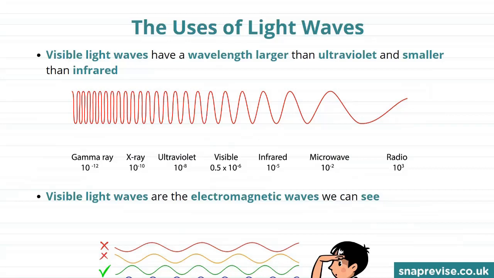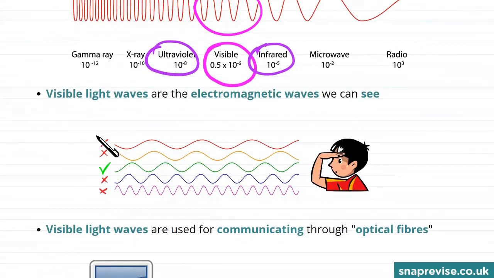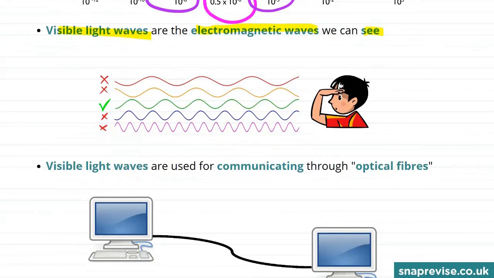Now let's talk about the uses of light waves. Visible light waves have a wavelength larger than ultraviolet and smaller than infrared. So here's infrared, here's ultraviolet, and visible light sits in the middle just here, with a sort of middle frequency and a middle wavelength. Now many of the uses of visible light waves come from the fact that they are the electromagnetic waves that we can see.